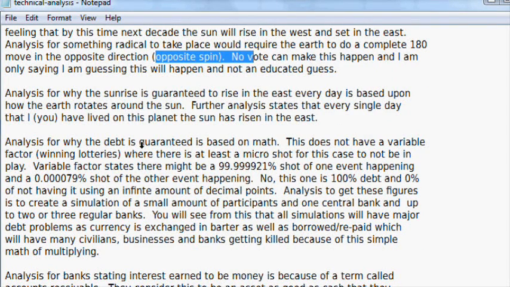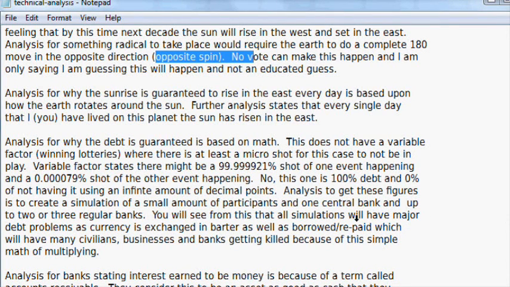Analysis for why the debt is guaranteed is based on math. This does not have a variable factor like winning lotteries, where there is at least a micro shot for the case to be in play. Variable factors state that there might be a 99.9999921% chance of one event happening and not much shot of the other event. No, this one is 100% debt and 0% of not having it, using an infinite amount of decimal points.